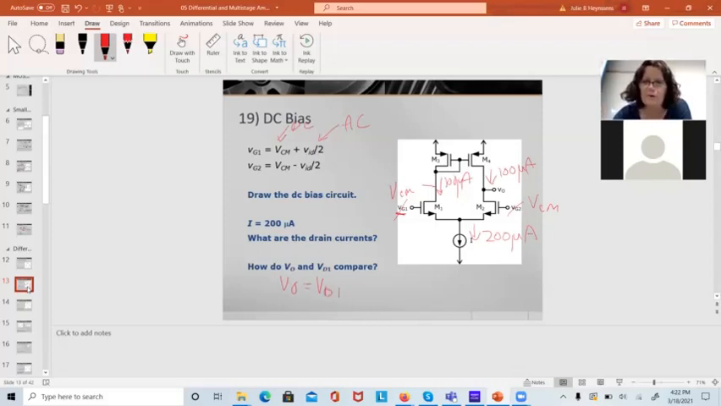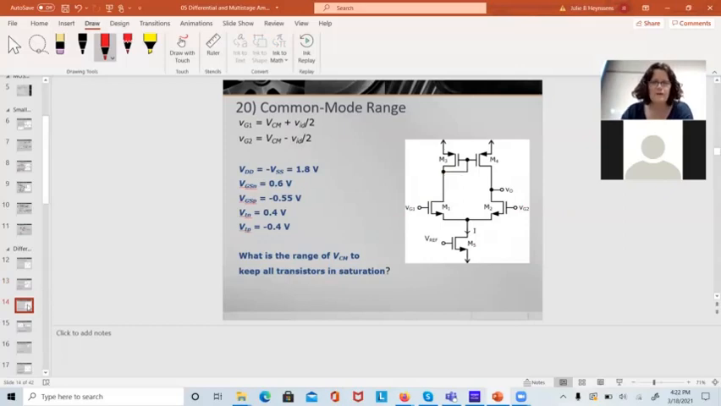We have the same current going through them, so we're going to have the same VGS. So I'm going to have the same voltage here at the drain. Okay. Did I get that right? Yeah. V out equals VD1 if the currents are balanced. I said that before and I could think clearly. It's easier for me to think when I'm not talking.